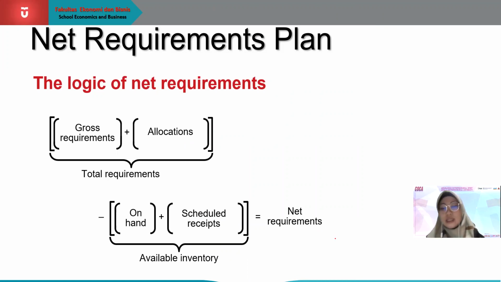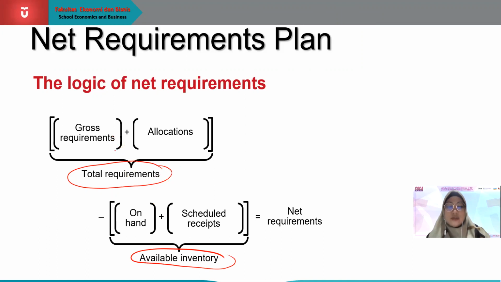Actually, when you want to know the net requirement, the main formula is total requirement minus available inventory. When we talk about the total requirement, two examples of this are gross requirement and also allocation. What is the difference between gross requirement and allocation? The gross requirement is the order that comes in this and that period. Usually we use a period to make this MRP. For example, every 6 weeks we calculate the MRP. Gross requirement means the order that came in that period, in that 6 weeks.